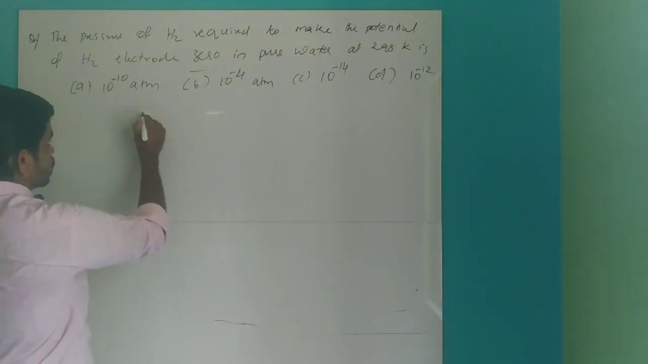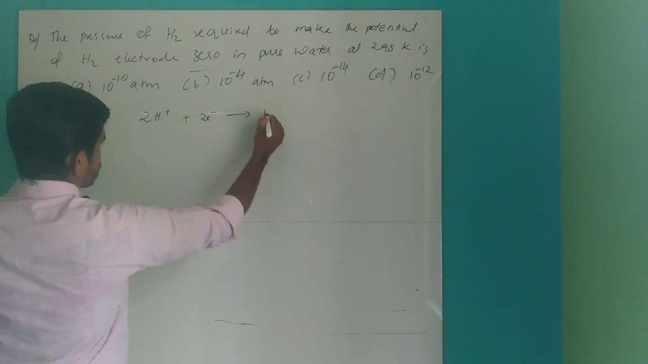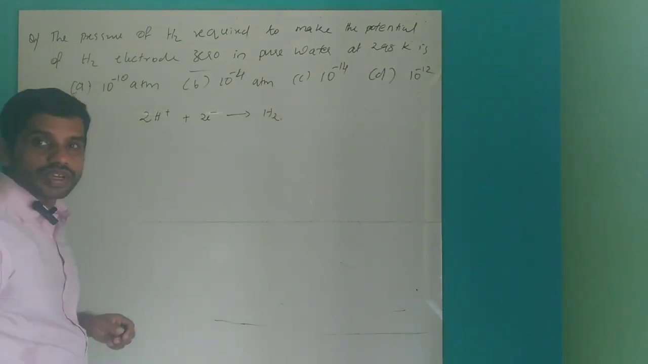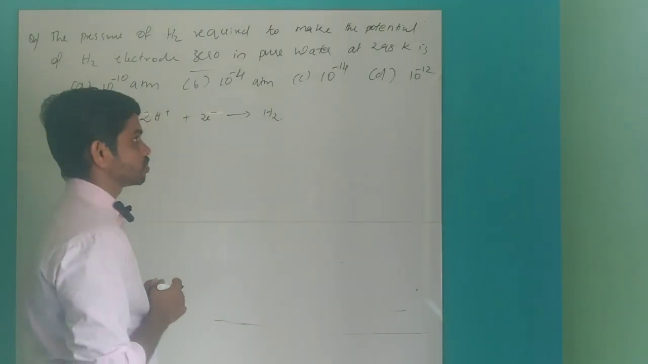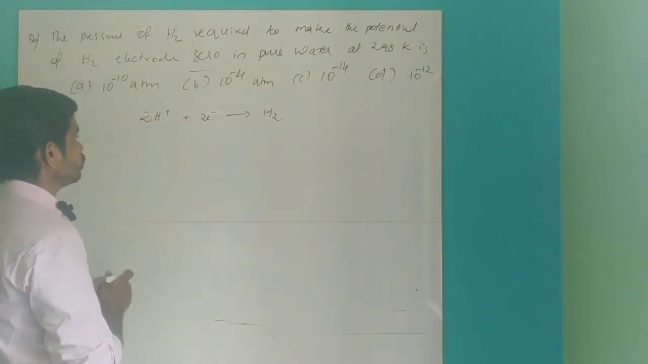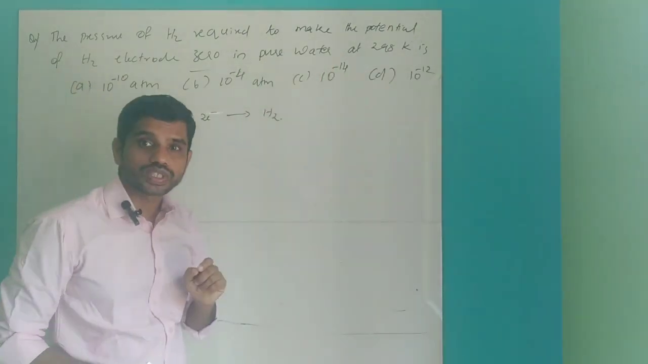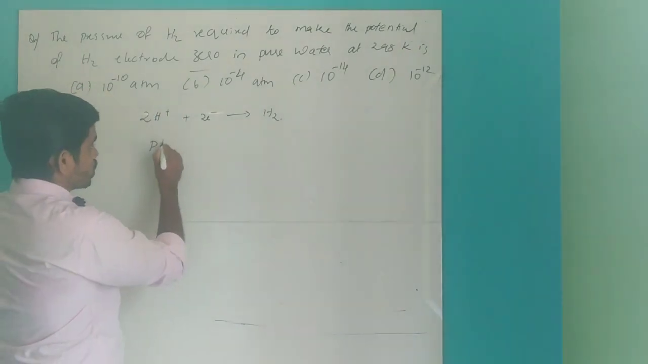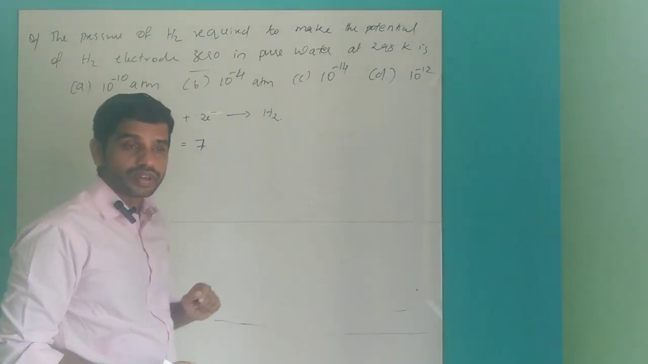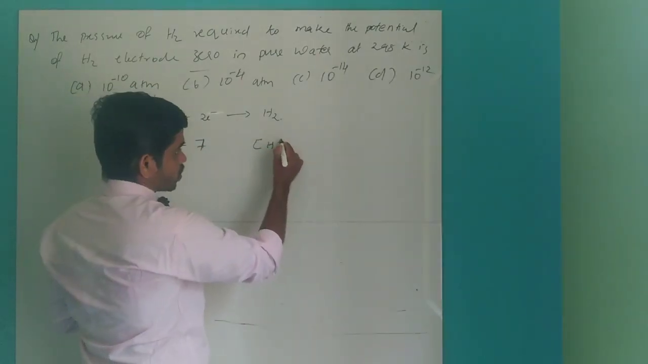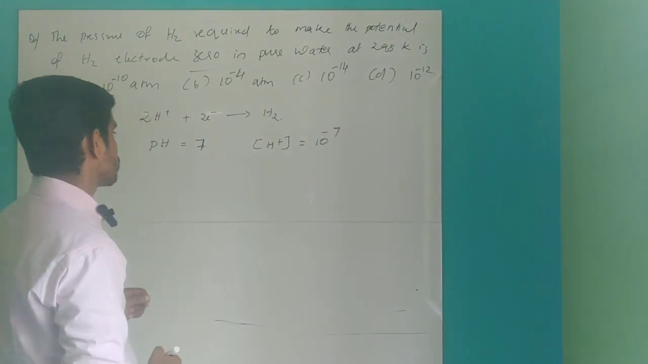So here, what is the equation for hydrogen? 2H plus 2 electron gives H2. So this reaction is taking place in the hydrogen electrode. Now, what is the pure water? What is the concentration of pure water? pH, for a pure solution, is 7. So what will be the concentration of H plus? H plus concentration will be equal to 10 power minus 7.